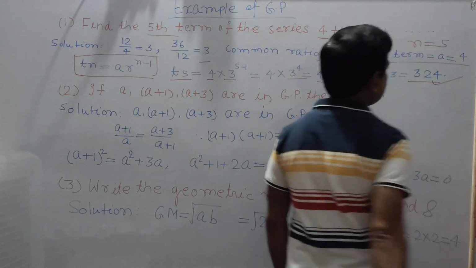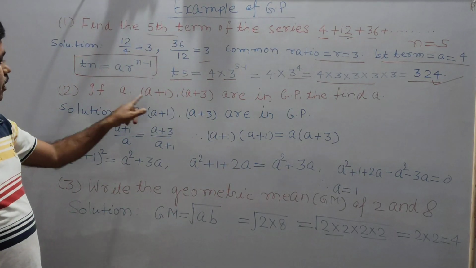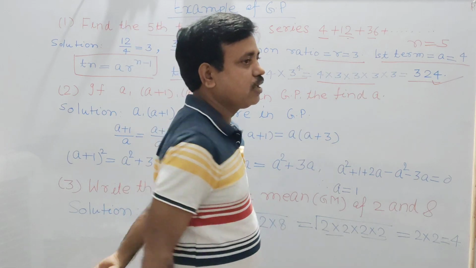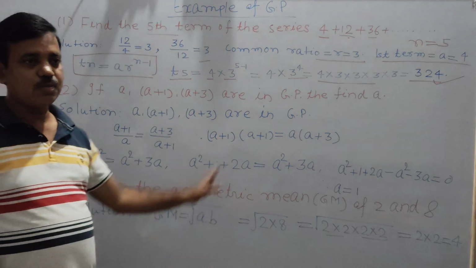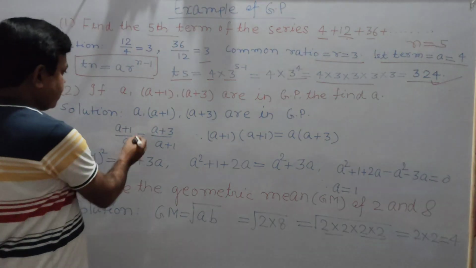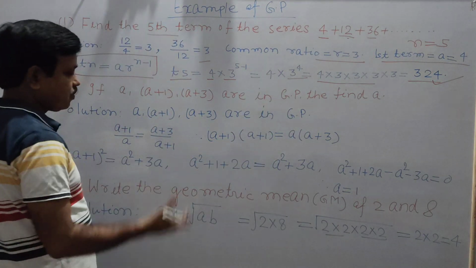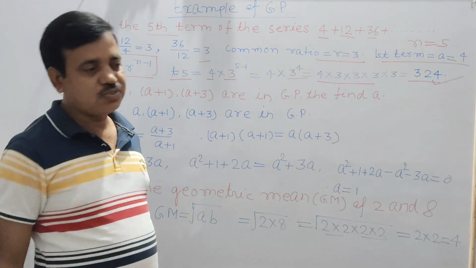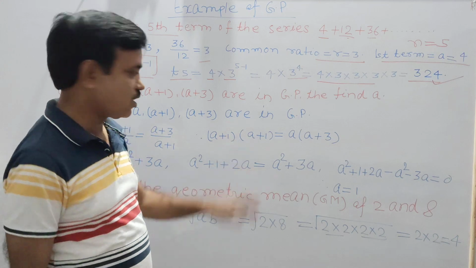324. Your second question is: if a, a plus 1, a plus 3 are in GP, then find a. Three terms are in GP, then we have to calculate the value of a. Here a, a plus 1, a plus 3 are in GP. We know from the definition of GP that the ratio of second term divided by first term and the ratio of third term divided by second term will be equal.